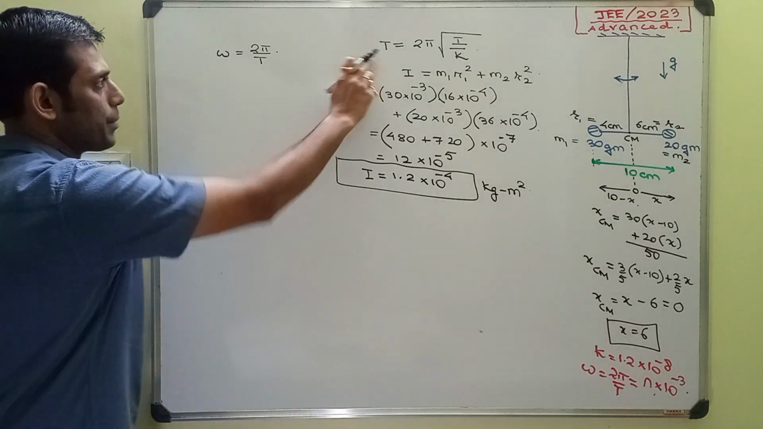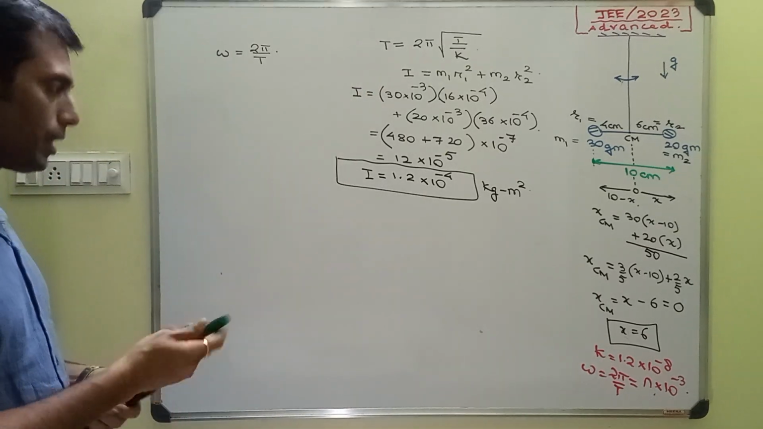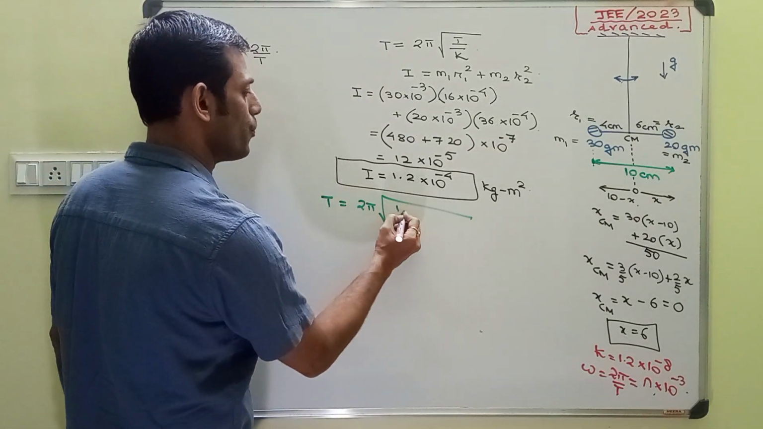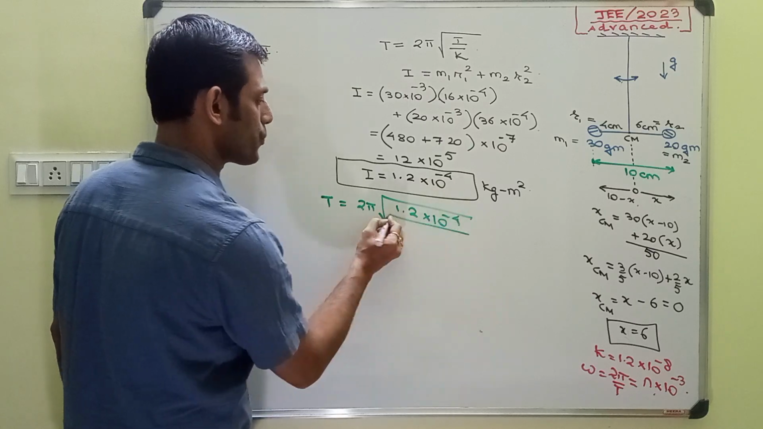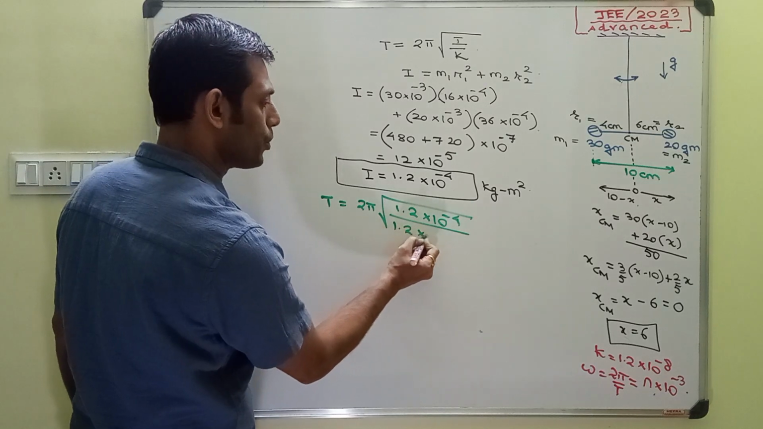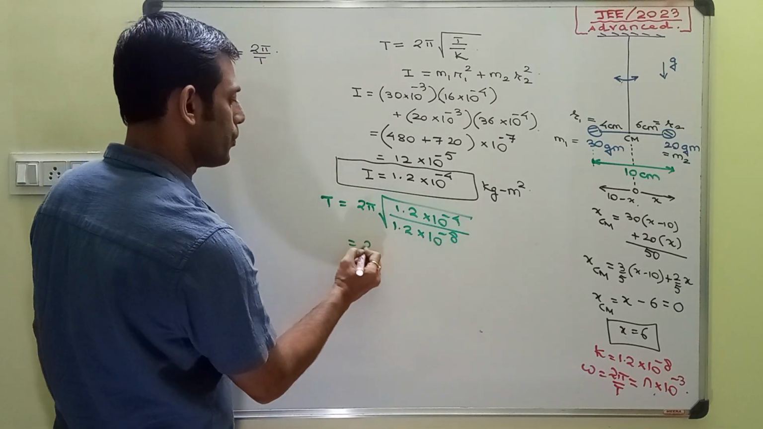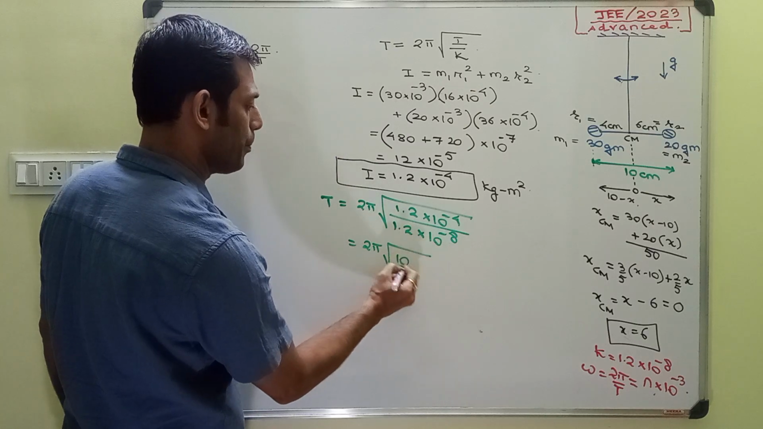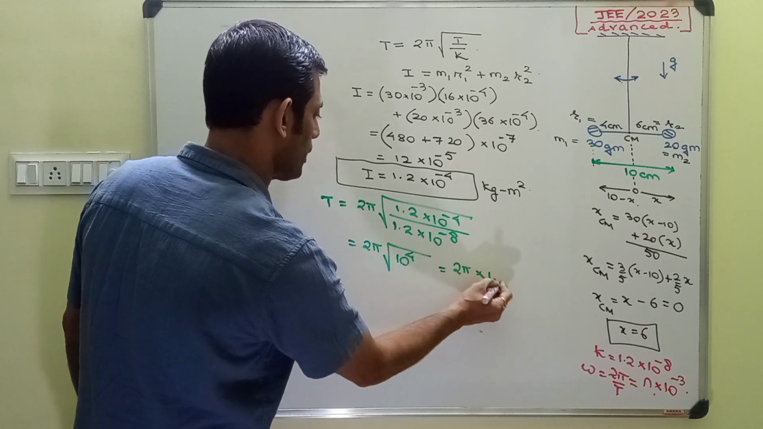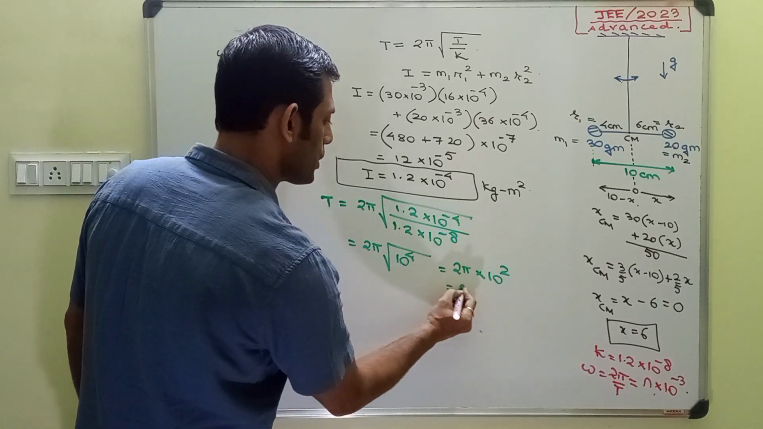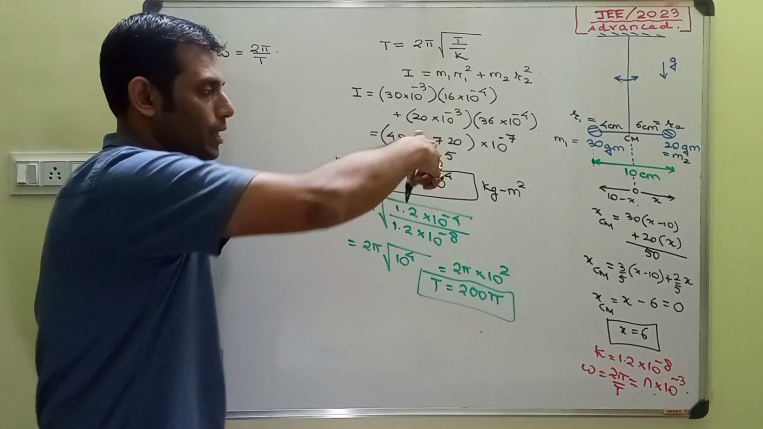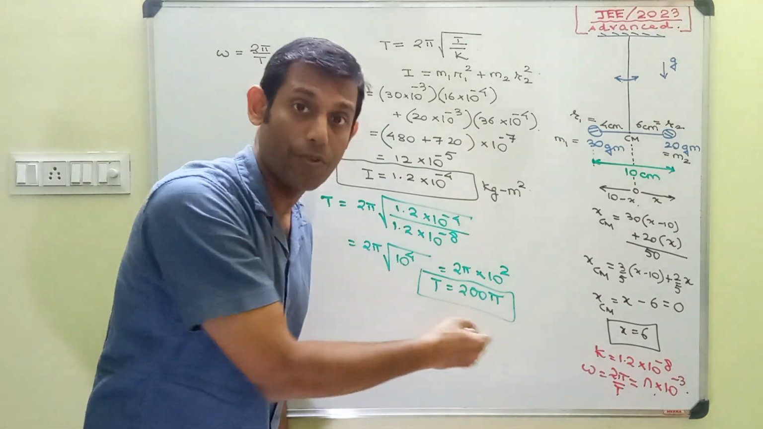Let's put it for time period. Let's calculate the time period of torsional oscillation, and therefore T is equal to 2 pi into root over of 1.2 into 10 power minus 4 into k value. This k is equal to 1.2 into 10 power minus 8. So therefore this is 2 pi into root over of 10 power 4, which is 2 pi into 10 power 2. That means this is approximately 200 pi. The time period of torsional oscillation is going to be 200 pi.